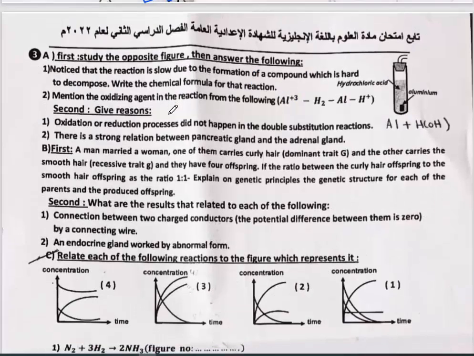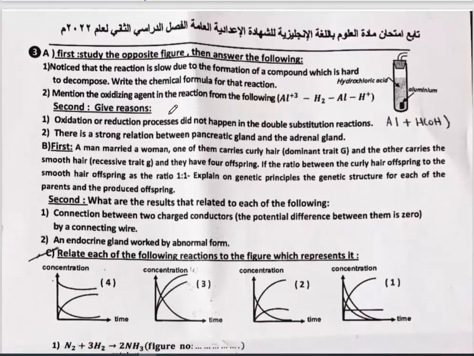Question number 3. In this figure, notice that the reaction is slow due to the formation of a compound which is hard to decompose. Write the chemical formula for the reaction. First of all, we talked already before that aluminum makes a slow reaction because on the surface of aluminum there is a layer called aluminum oxide. This is the reason why the reaction is slow, because first the reaction happens with this layer until it finishes, and then makes the reaction with the aluminum itself. So again, this is due to the presence of aluminum oxide.